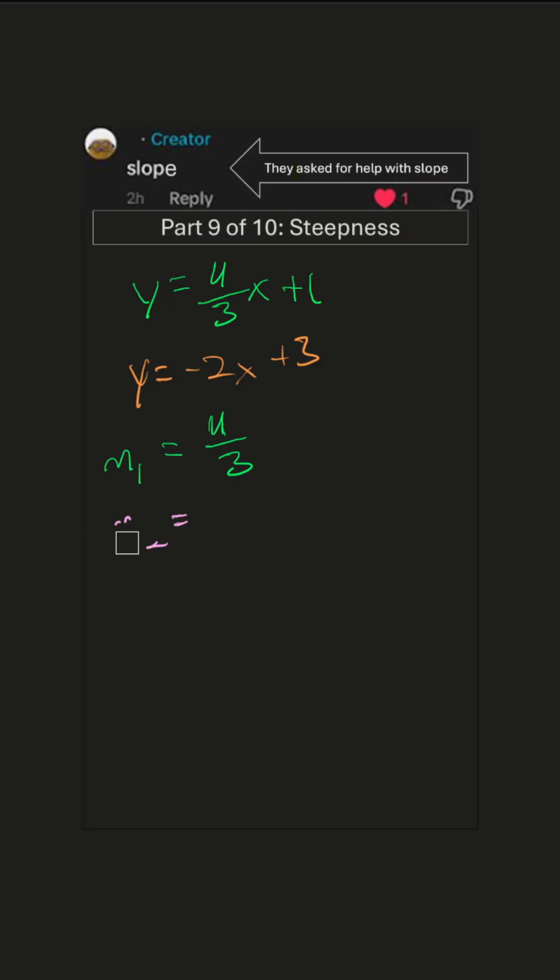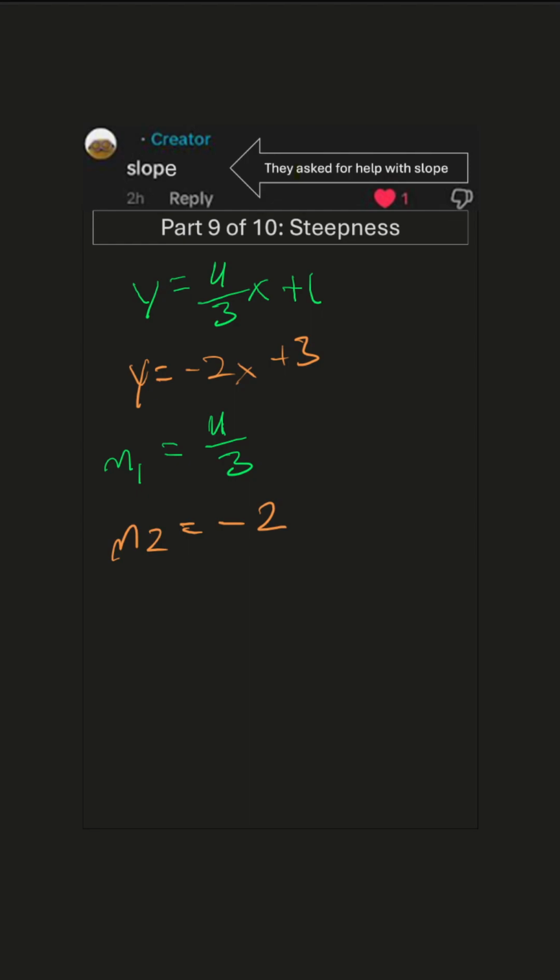Which line is steeper, and how can you tell? Let's say we have y equals 4/3 x plus 1, and we have y equals negative 2x plus 3. Which one is steeper? Well, let's see. The slope of the first one, we'll call that m1 equals 4/3. And the slope of the second one, we'll call that m2. m2 equals -2.